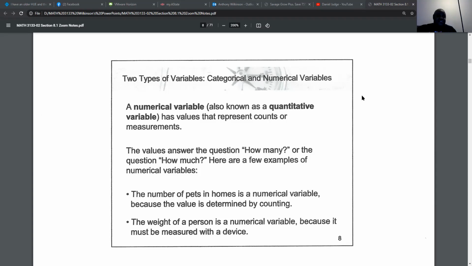Also, we can measure something. That too would be a numerical variable. Like the weight of a person is a numerical variable because it has to be measured with a device. That's something that can be measured to a precise number. And anything that can be counted is also a numerical variable or a quantitative variable.